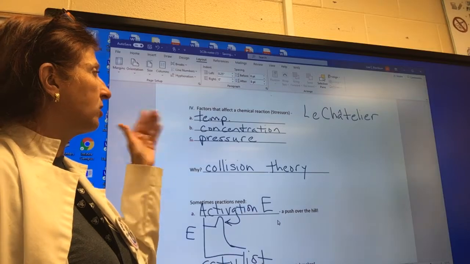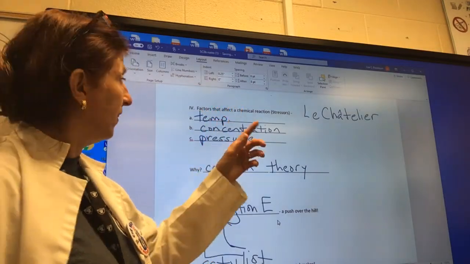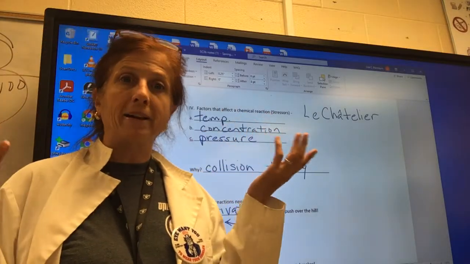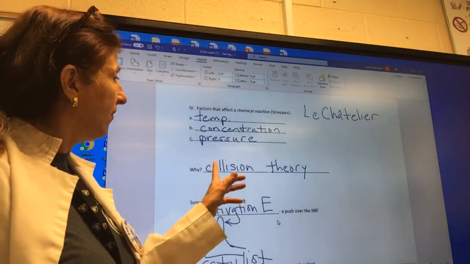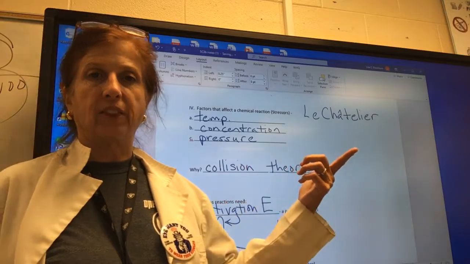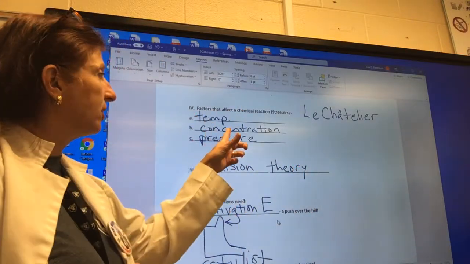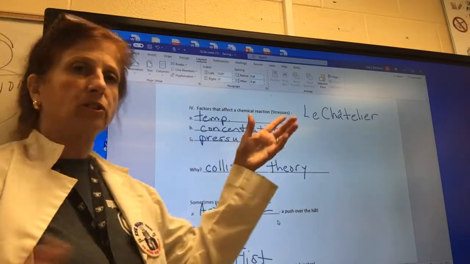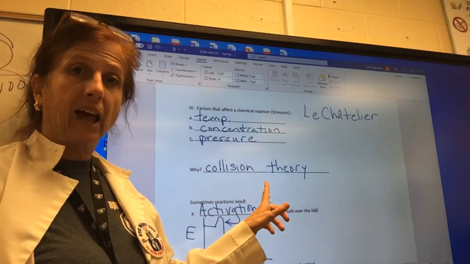Okay, now what factors affect a chemical reaction? Things like temperature, concentration, and pressure do. If you heat it up, sometimes it goes faster. Put more in, goes faster. Pressure, that's why everybody buys the Instant Pot now. Why? Make it go faster, right? Why do all those things help? It's because of collision theory. If you increase the temperature, the particles move faster. If you increase the concentration, there's more of them there. And if you increase the pressure, all of these things are making them more likely to collide, which makes them react better.